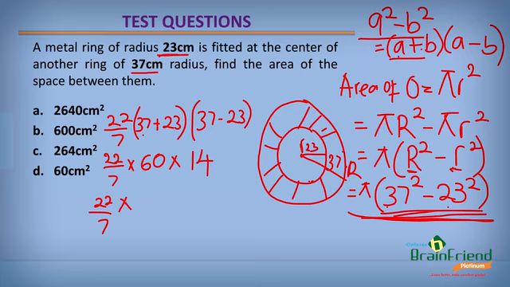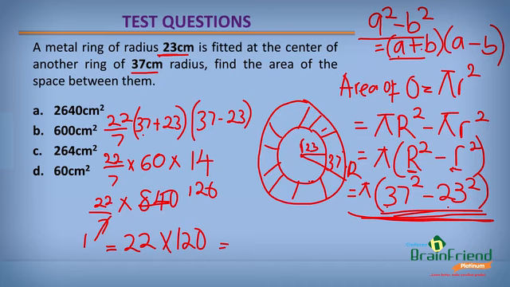Sixty times 14 is 840. And then we can reduce this 7 into here 1. And what's left here is 120. So this is equal to 22 times 120. This is equal to 2,640 centimeter square. So the area of the space between them is 2,640 centimeters square, which is option A.